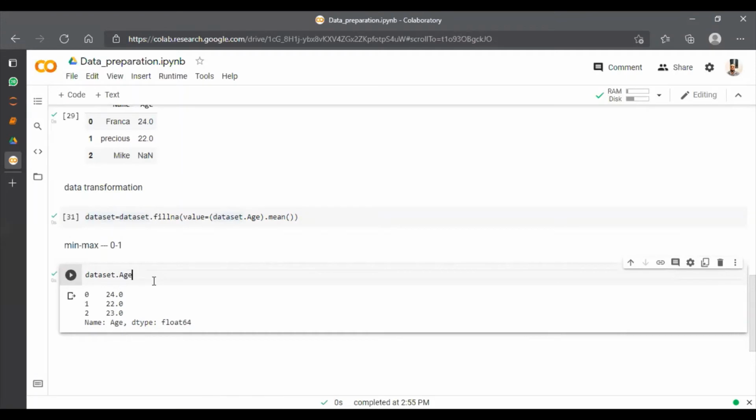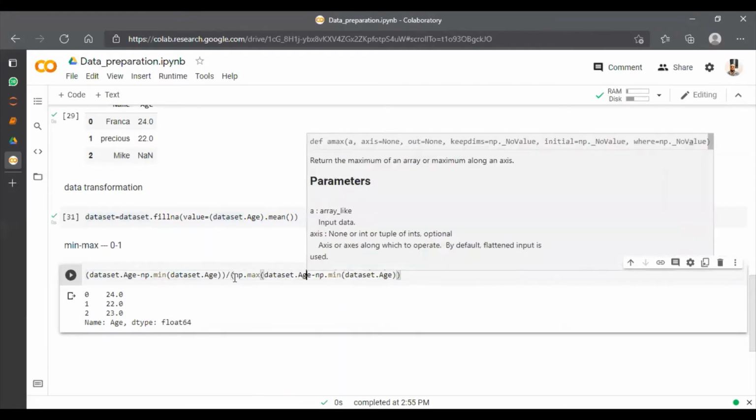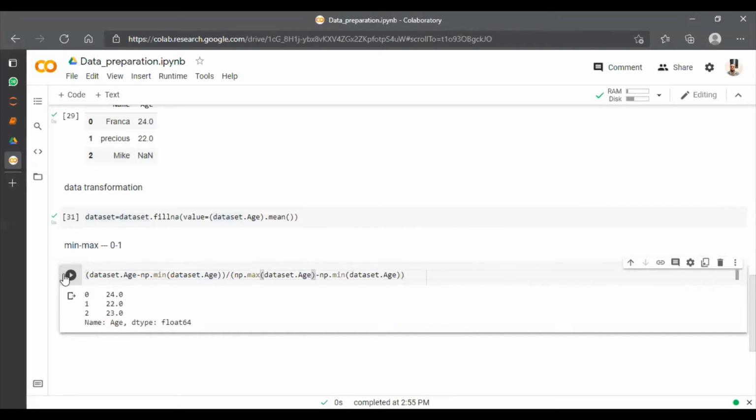And the min-max formula, you just have to find the np.min. You can use np.min, the minimum of this age data set. Do you understand that? So the minimum of this age data set divided by the maximum minus the minimum. np.min, np.max. So this is going to rescale the data set into a range of 0 to 1.